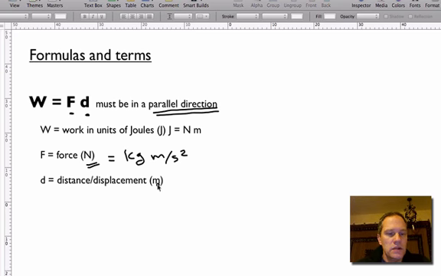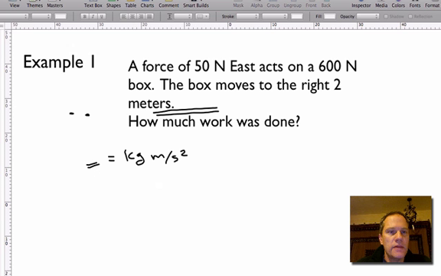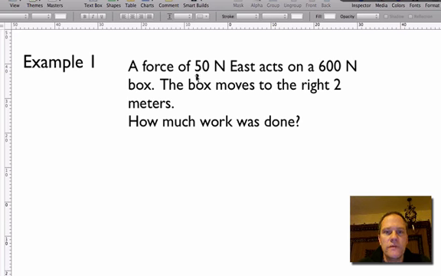So let's take a look at a couple of examples and how we use this. In the first example, we have a force of 50 newtons acting east, and it acts on a 600 Newton box. The box moves to the right 2 meters. We want to know how much work is done. So again, remember, go back and start doing your old givens list. So what do we know?